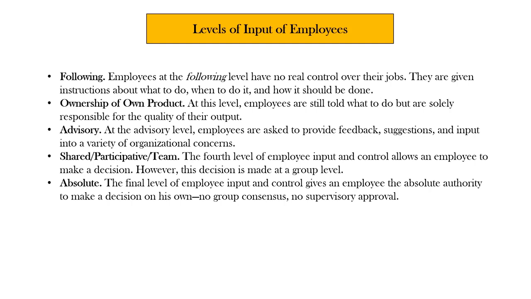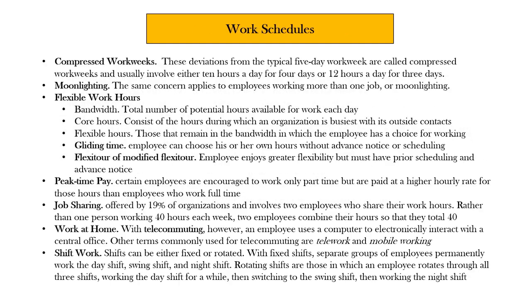Finally, we're going to tackle work schedules. Number 1 is compressed work weeks. These deviations from the typical 5-day work week are called compressed work weeks and usually involve either 10 hours a day for 4 days or 12 hours a day for 3 days. We also have moonlighting. The same concern applies to employees working more than one job, or moonlighting.